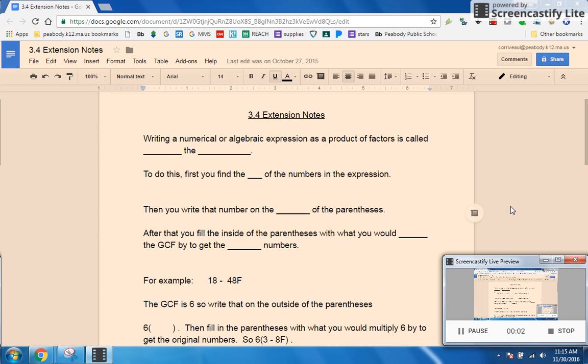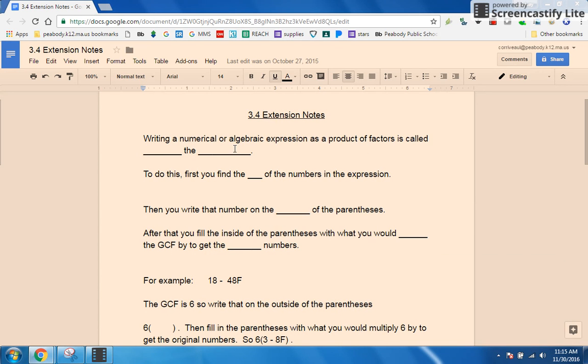So the goal for this lesson is, now that you know how to do the distributive property, we're actually going to use that and go backwards and do this thing called factoring expressions. So if you're really good at the distributive property, which is what we did yesterday in class, then this will hopefully be really easy for you.